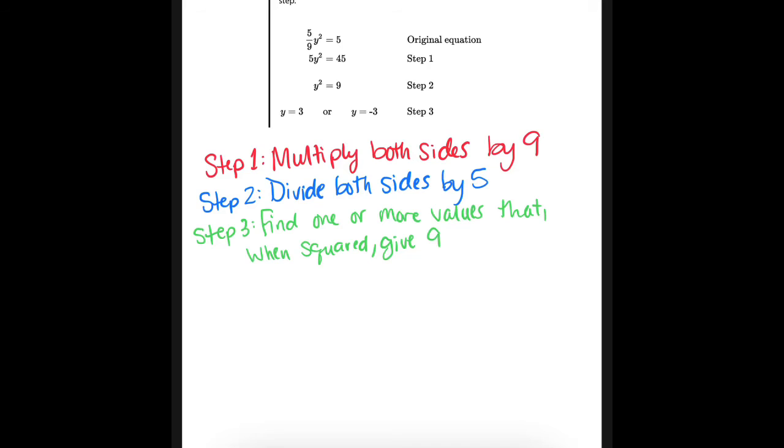Number 3, we are going to explain what is done in each step. So step 1, we just multiplied both sides by 9 to get rid of the denominator over here. And then step 2, we divide both sides by 5 to get the y squared by itself. And then step 3, we need to find one or more values that, when they are squared, give us 9. And so that would be 3 and -3.